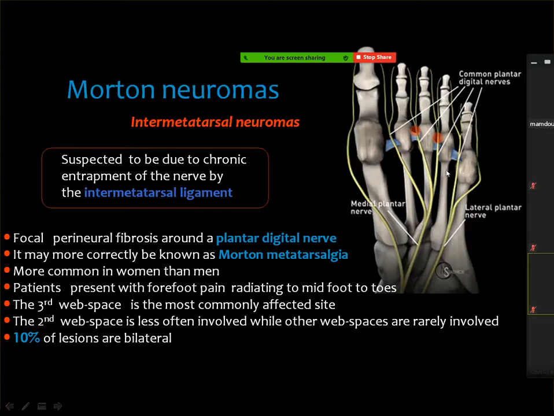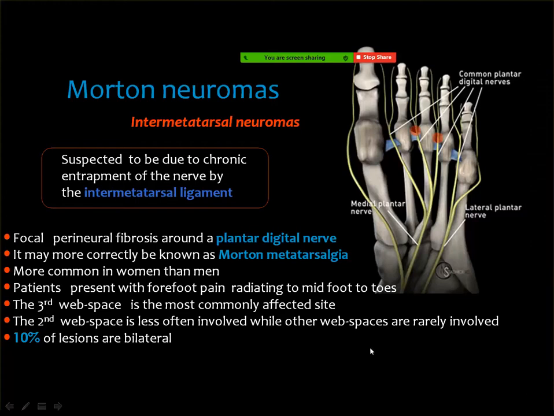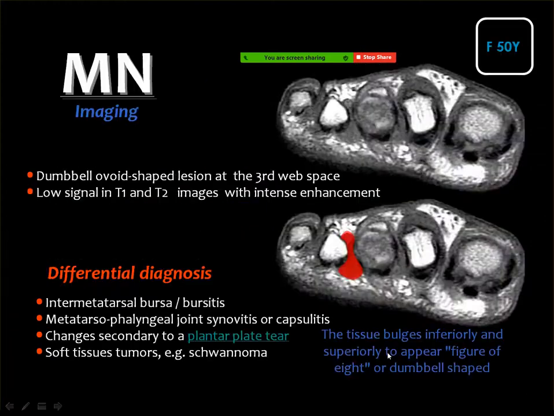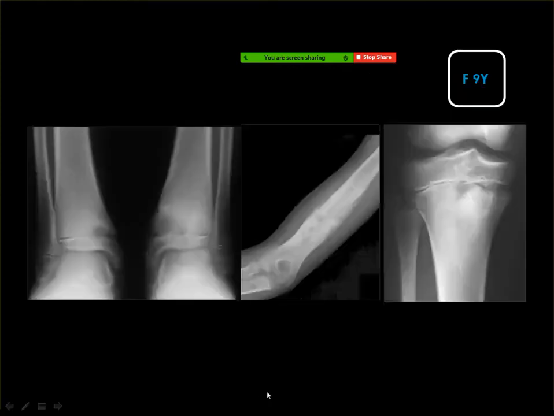And the most common site for Morton's neuroma is the third intermetatarsal space, and it may also be seen in the second space as well. Then it has a very characteristic site and appearance, being of low signal in the T1 and mostly of low signal in the T2. It will enhance with contrast material.